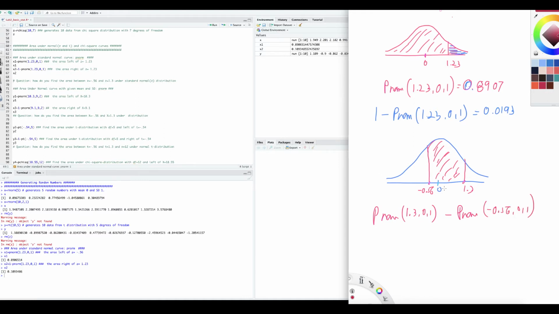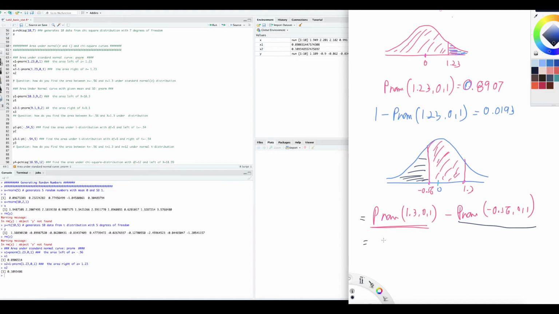If you do that, it is finding the total area left of 1.3, and then if you subtract the area left of negative 0.56, you will get the middle area. This is what you do.